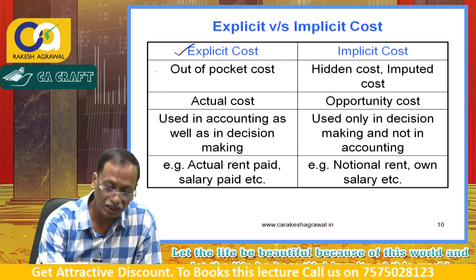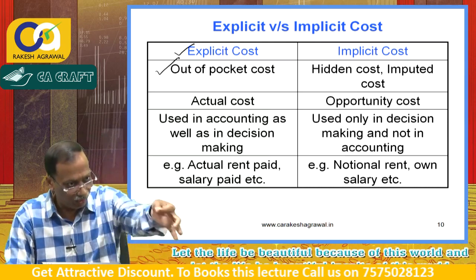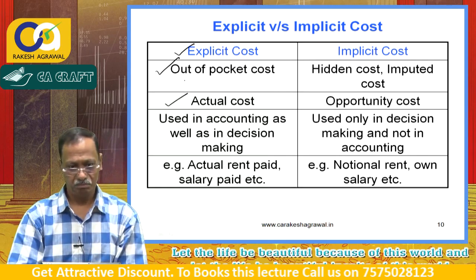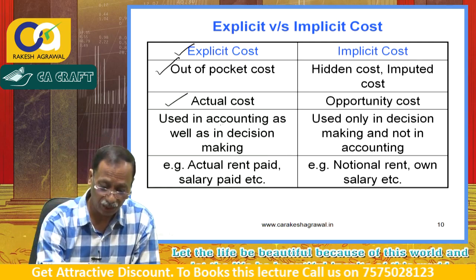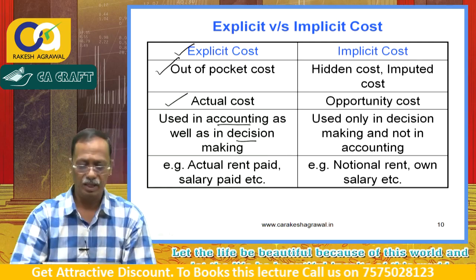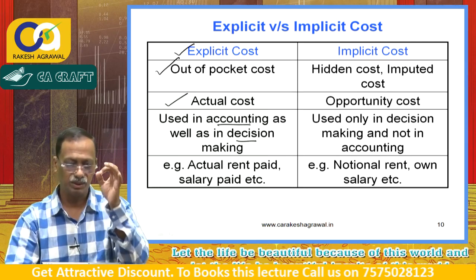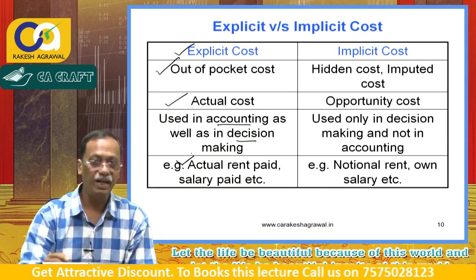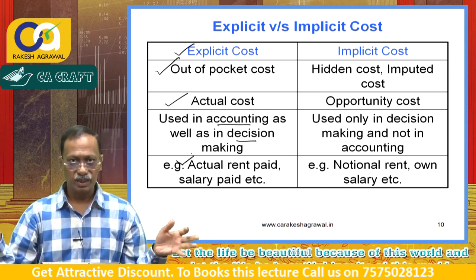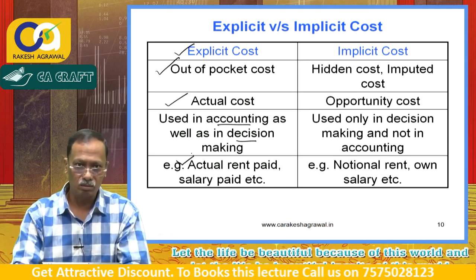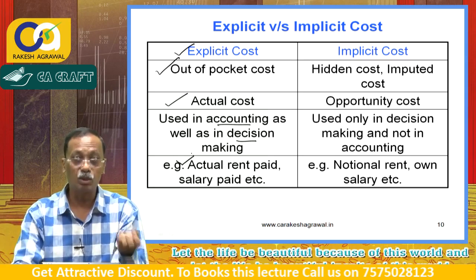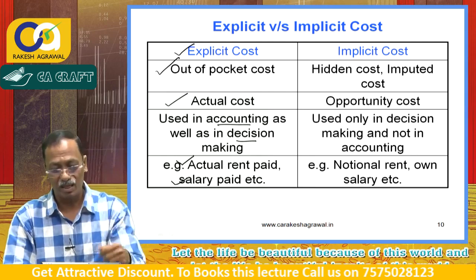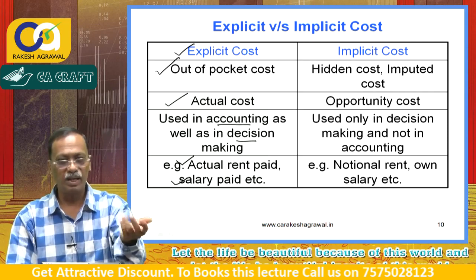Explicit cost is also known as out of pocket cost, the cost which you actually incur out of pocket. It is actual cost. This cost is used in accounting as well as in decision making, at both the places. Some examples are actual rent paid. If this classroom is hired by me, then I have to pay the rent to the landlord. So that rent paid will be my explicit cost. Salary paid to my non-teaching staff will be my explicit cost.